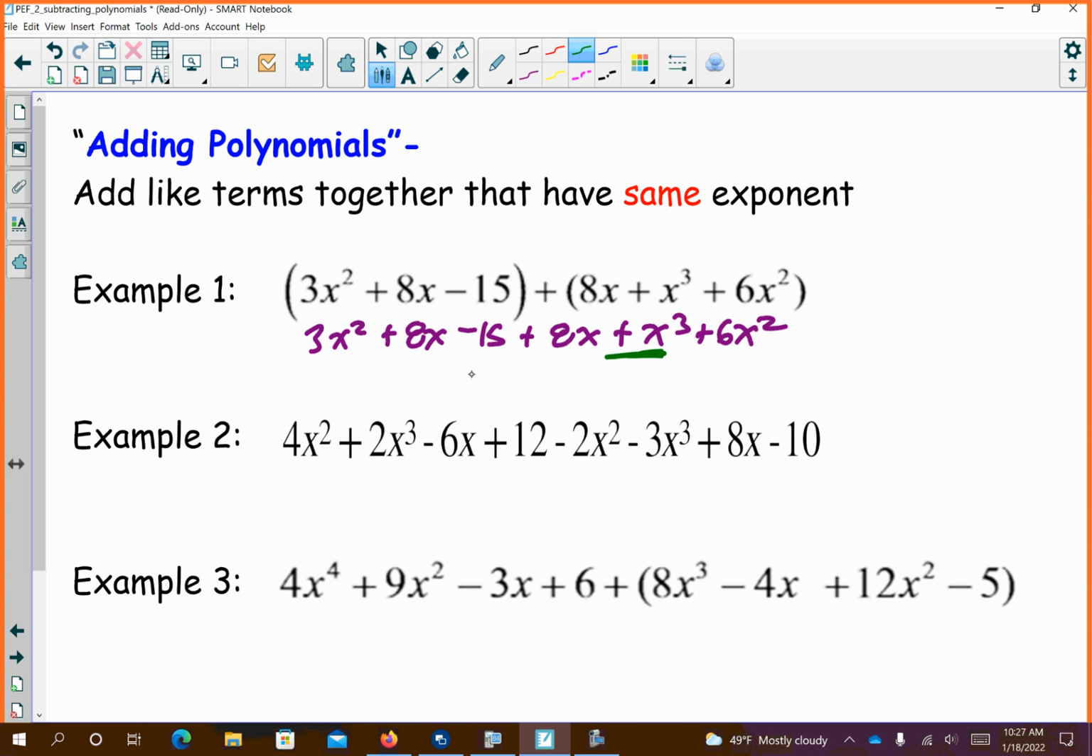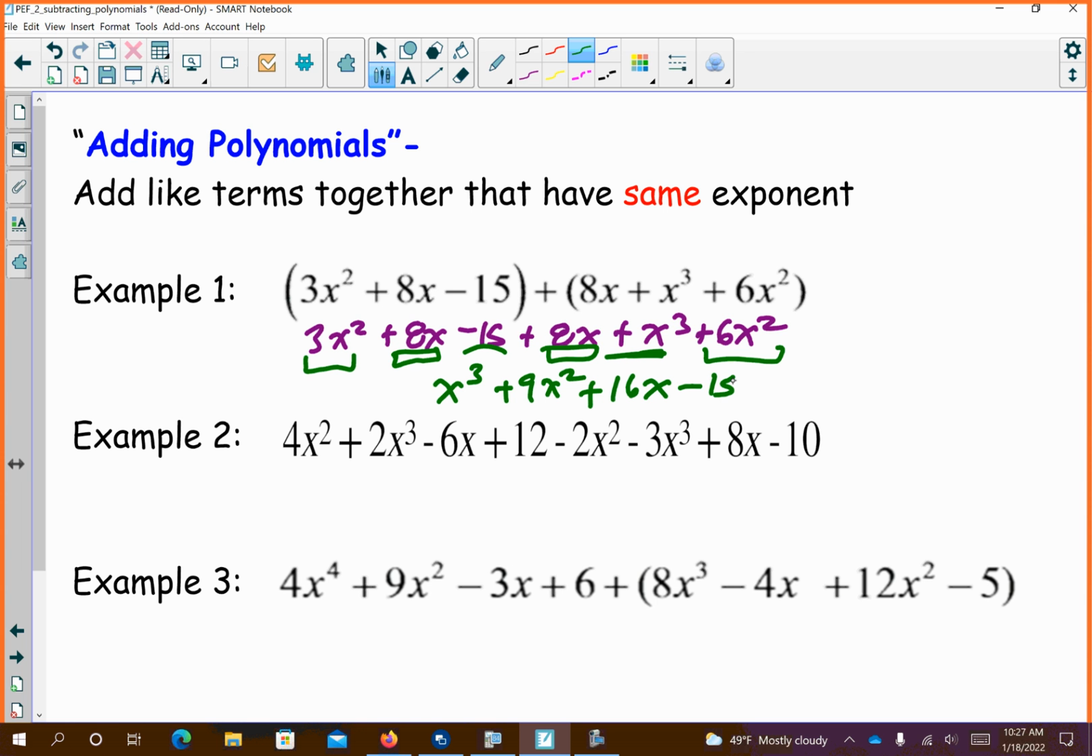So x to the third, it's my highest exponent. Okay, and then I have 3x squared and 6x squared. So let's add those together. So I get 9x squared. Notice the exponent did not change. And then I have 8x and 8x. So that's going to give me 16x. And then minus 15. Problem's done. So add like terms together. That is the same thing.